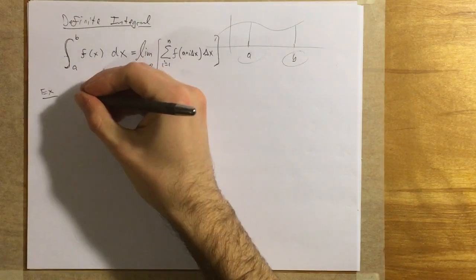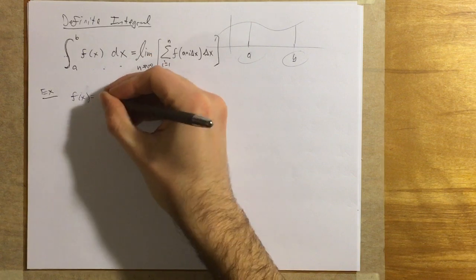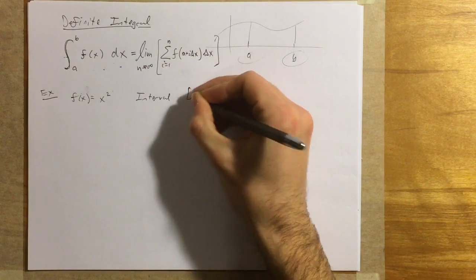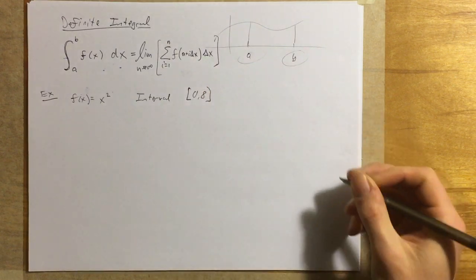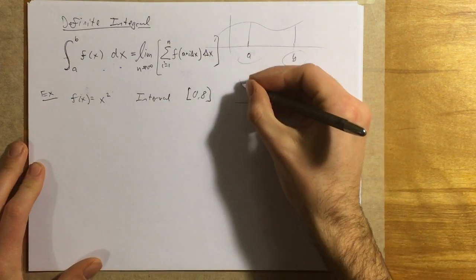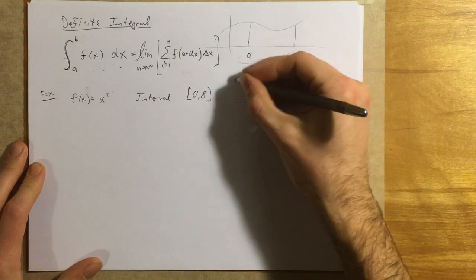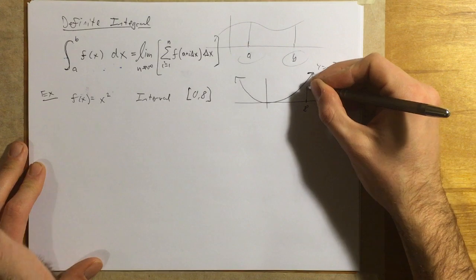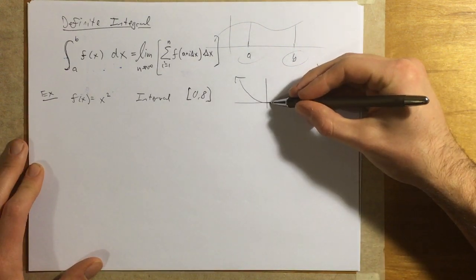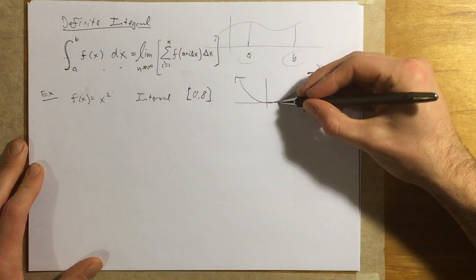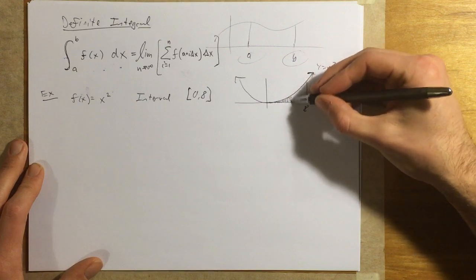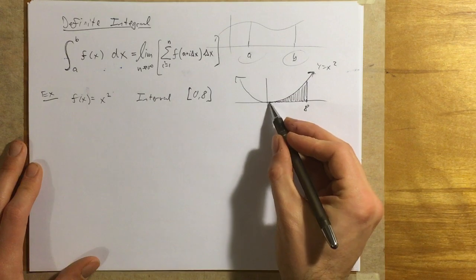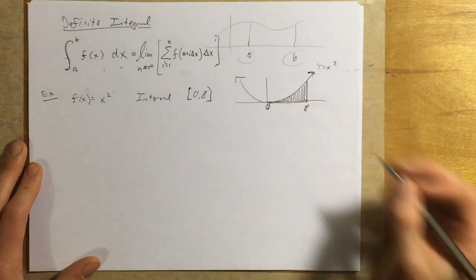For this example, we use the function f of x equals x squared, and the interval 0 to 8. So let's say that's y equals x squared. Here's 8. We're talking about calculating the exact area underneath that curve on the interval from 0 to 8.